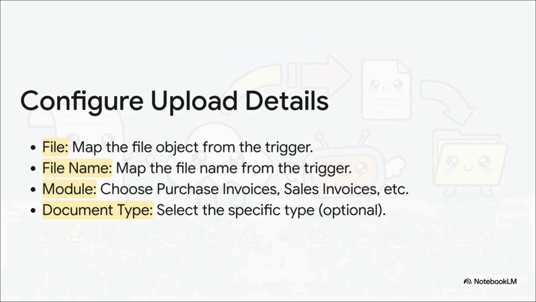And this is where things get really, really smart. You'll tell Zapier to use the file and the file name from that trigger step. But here's the key. You can tell it exactly which module in ReceiptBot to send it to, like purchase invoices or sales invoices. So you're not just uploading documents, you're automatically pre-sorting them right from the get-go.